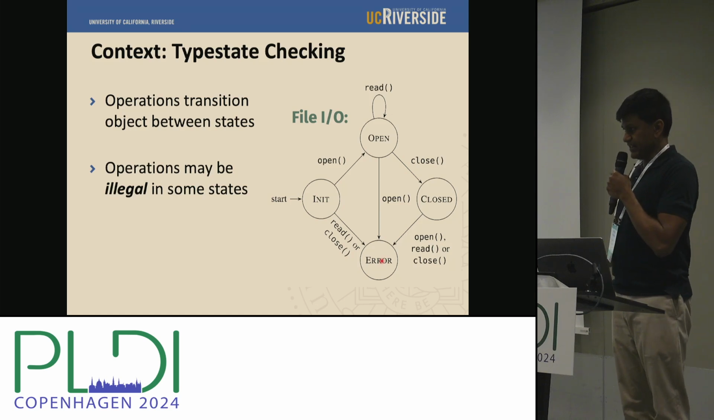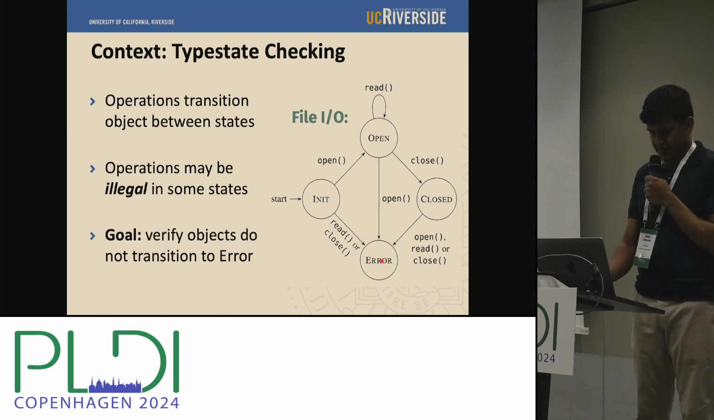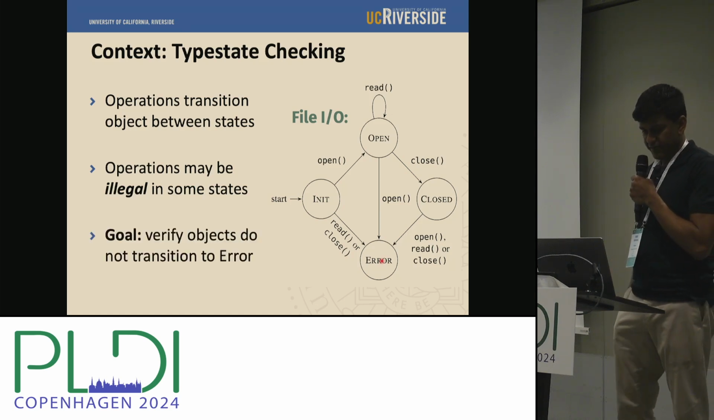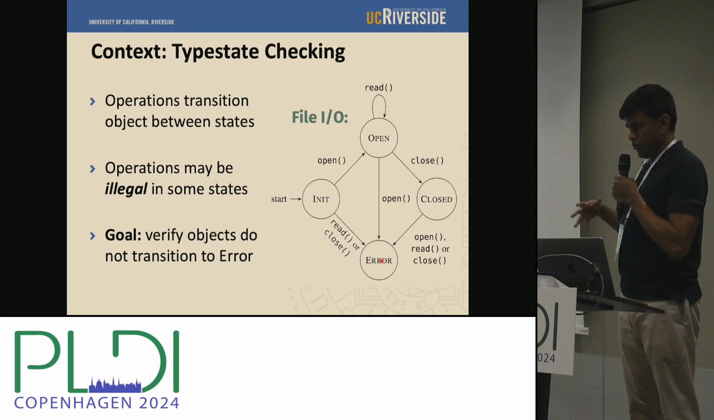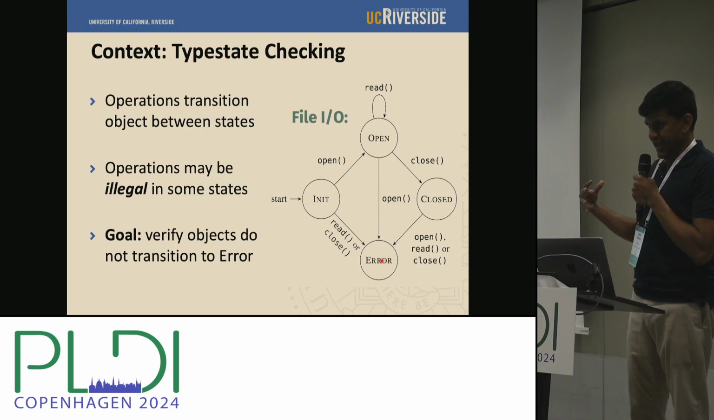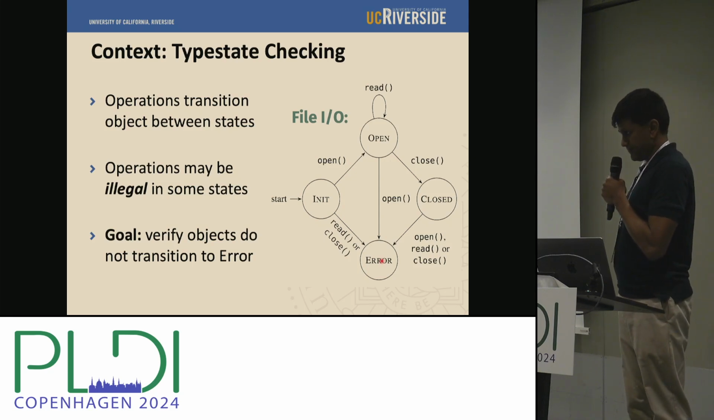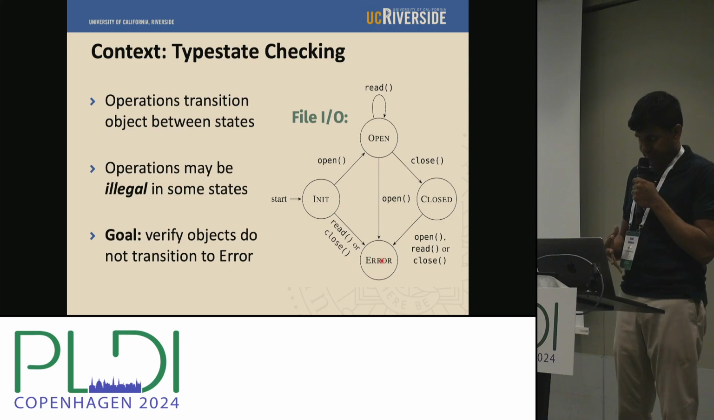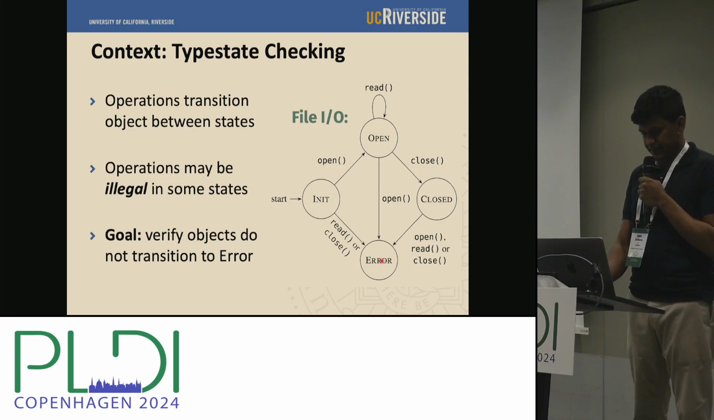So that's one of the things that you shouldn't do with these file objects. So the goal of type state checking or verification is to check that in your program, none of your objects can ever transition to this error state. Okay? So this is, again, a problem that's been studied for decades.